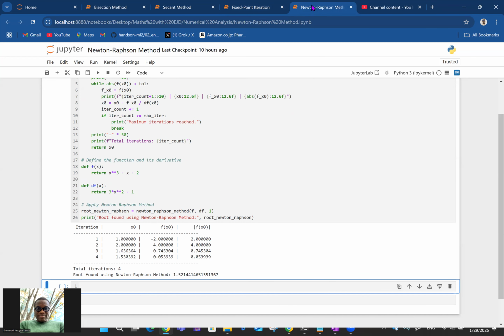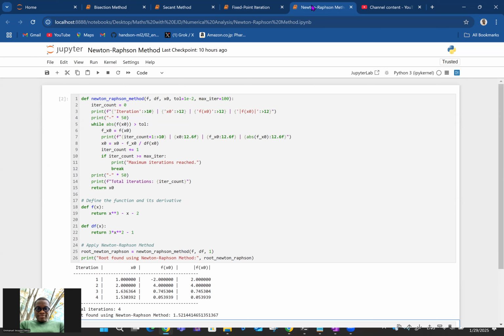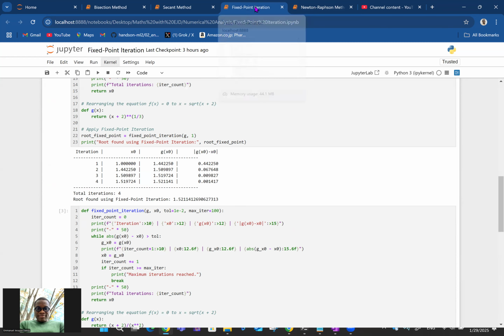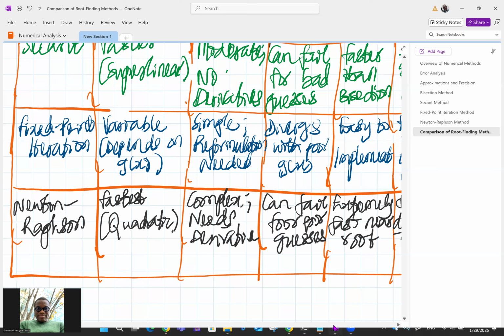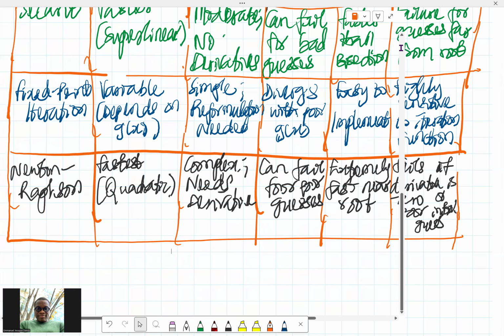But I think it's because of the initial guess, right? For most initial guesses, this actually will be faster because you can even see that this is closer: 1.521444146 and all that. Here it's 1.521141. So this is still a bit far from the result. So Newton-Raphson is still the best of them all. Okay, so we have all of that going on like that.